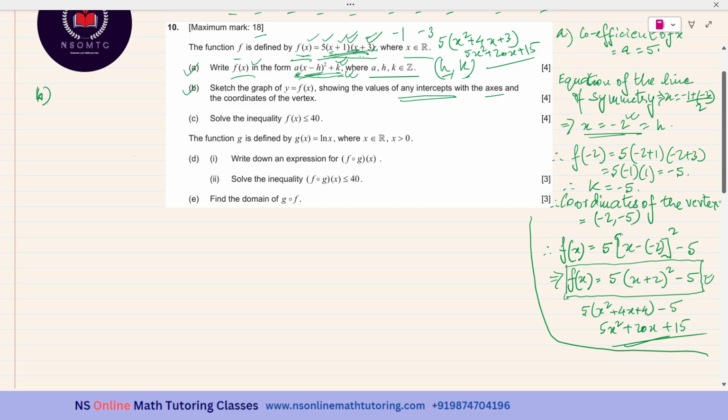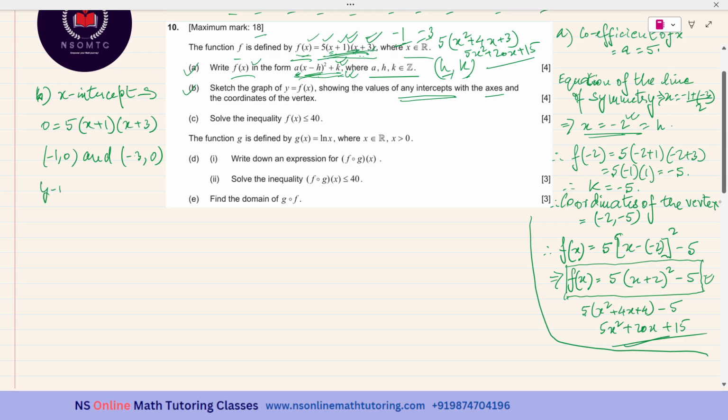So this x-intercept: at the x-intercept, f of x will be equal to 0. So 0 equals 5 times (x plus 1) times (x plus 3). This was my starting point. The roots were -1 and -3. So therefore the x-intercepts will be (-1, 0) and (-3, 0).